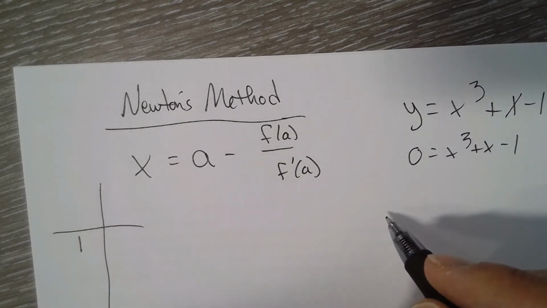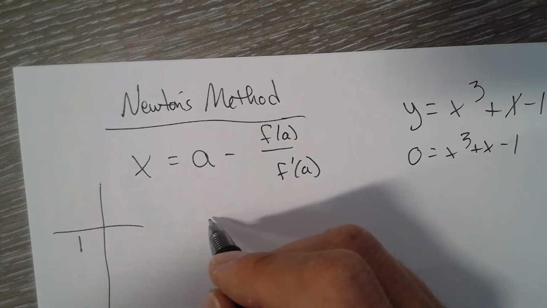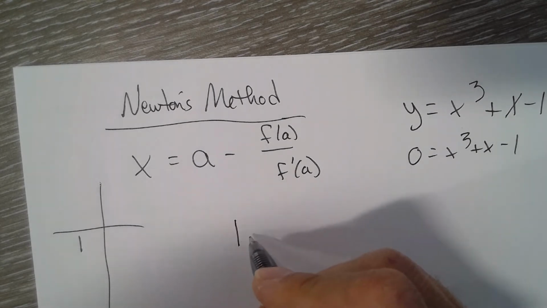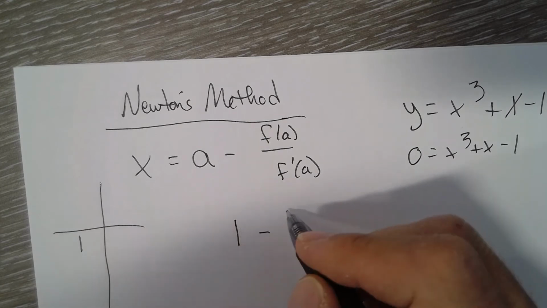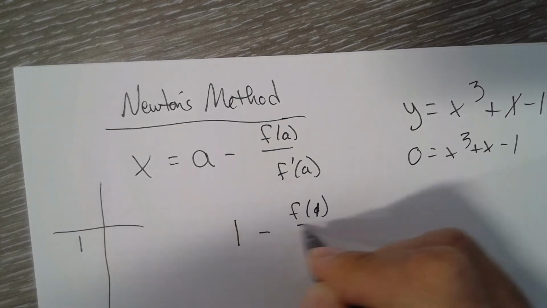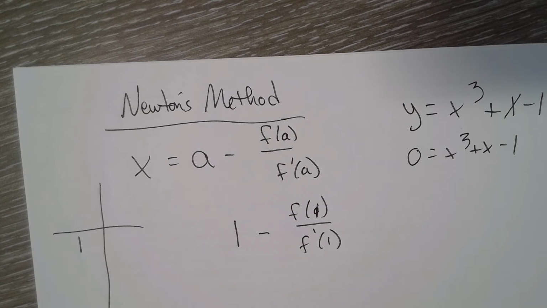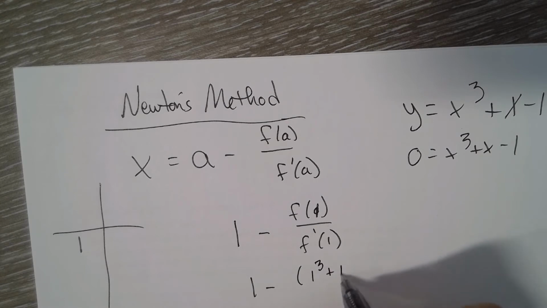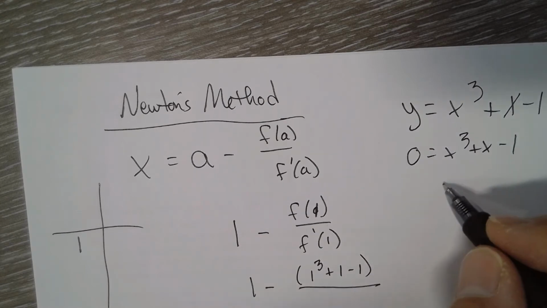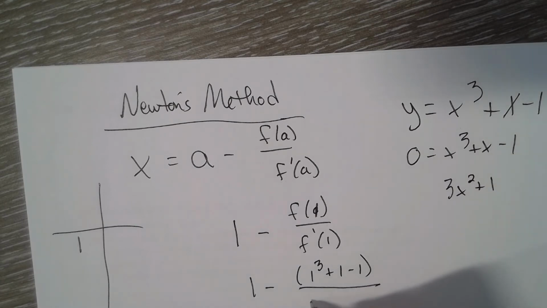Now, to find my next one, I would use 1 minus f of 1 over f prime of 1, and that'll give us our next value. So it's 1 minus 1 cubed plus 1 minus 1, all over the derivative, 3x squared plus 1. 3 times 1 squared plus 1. So we get 1 over 4. So 1 minus 1/4, 3/4.